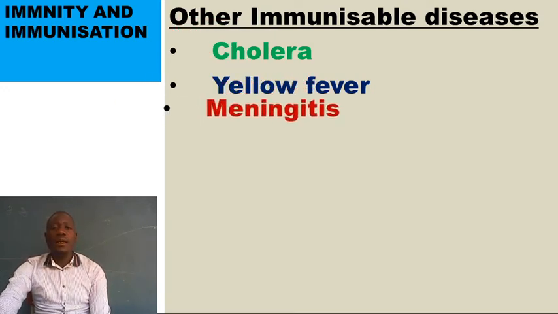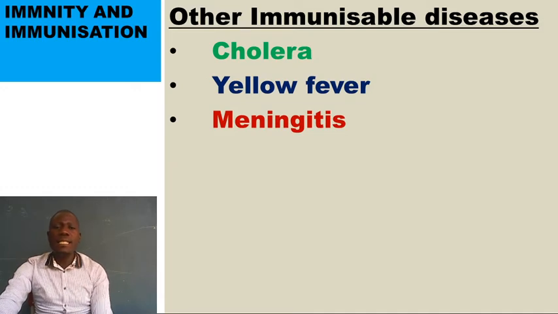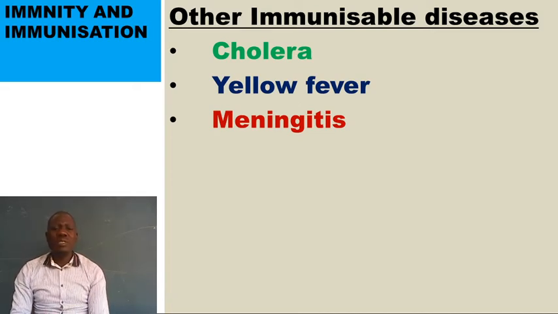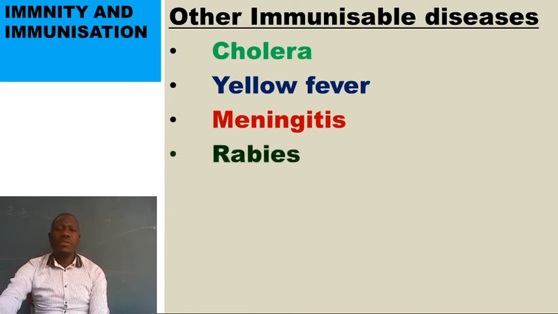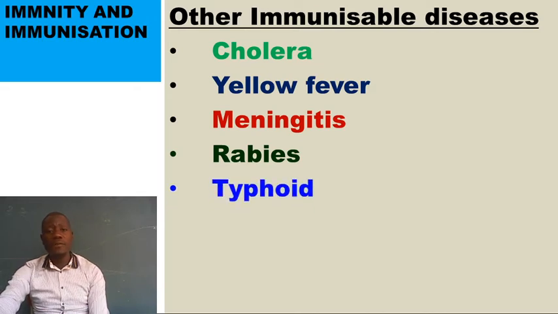Then we have meningitis. Meningitis attacks the brain membrane, and it causes people to think mentally. You may not be stable mentally. It causes mental disturbance. And then we have rabies. This one is spread by infected dogs, and when you get it, you will also bark like a dog, which is very dangerous. We have typhoid, which is a diarrheal disease. It can also be immunized against.